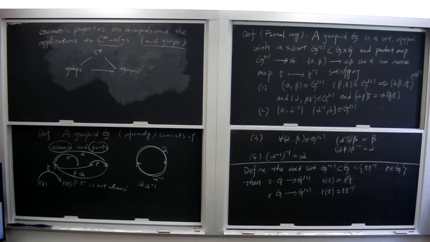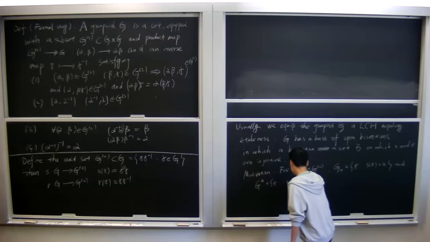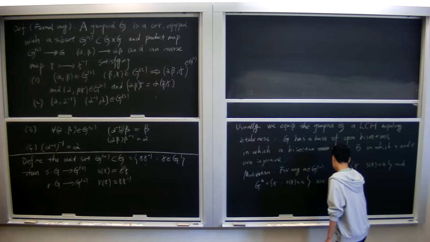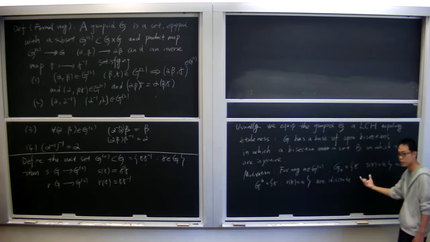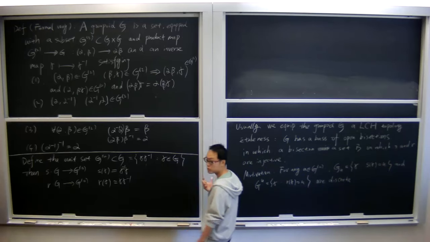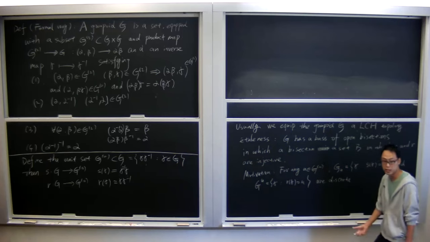In this case, under this topology, the source fiber and the range fiber, what I mean is, for any u in your unit space, consider G_u, which means all arrows starting from u, that is, s(gamma) equals u, and G^u is all gamma with range of gamma equal to u. These are discrete. So this makes everything much simpler to analyze than in the general case.